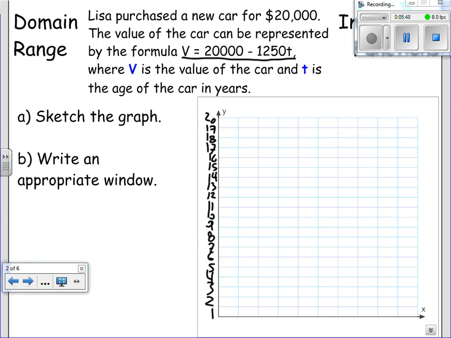How long are you going to have your car for? When you talk about how old your car is, you talk about it in months, days, in years. And just 1 year at a time, right? It's 1 year old, 2 years old. So go up like that. So it's 1, 2, 3.